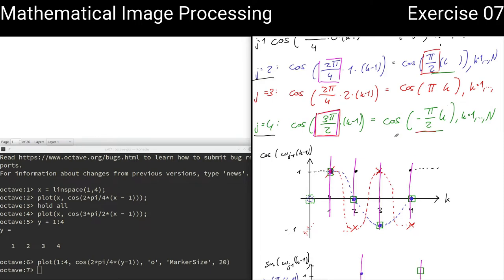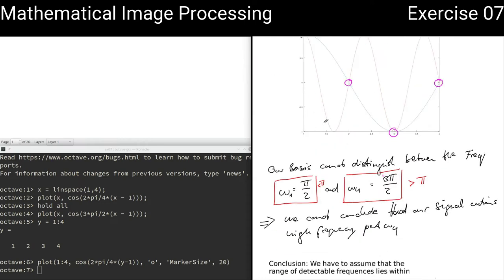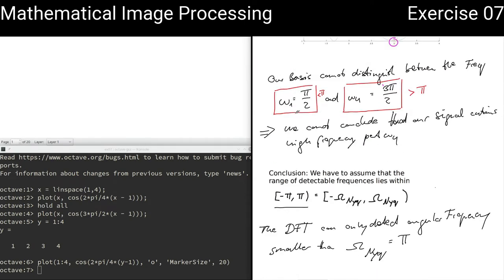But why should I care whether my wave travels to the left or to the right? So from this point of view, j equals 2 and j equals 4 give me two frequency components that have both the same right to exist. So this one does actually not correspond to a high frequency, but it corresponds to a negative frequency that is just as big as the one that corresponds to j equals 2. So in particular, the absolute value of both frequencies is then, when I shift them into the range of detectable frequencies, always smaller or equal than pi.